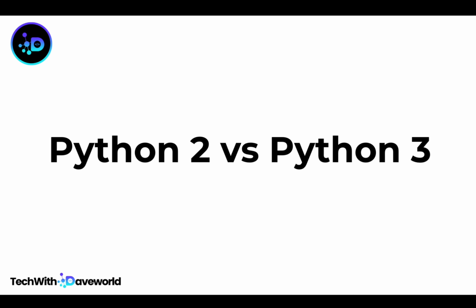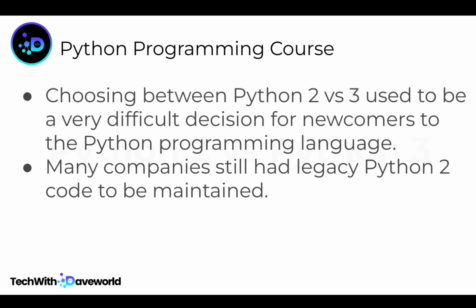So now let's take a look at Python 2 versus Python 3. How do we choose between Python 2 and Python 3? Well, choosing between Python 2 and Python 3 used to be a very difficult decision for newcomers to the Python programming language. Many companies still had legacy Python 2 code to be maintained. And Python 2 was basically the older version of how Python was written compared to Python 3.